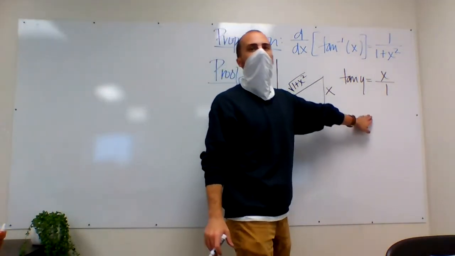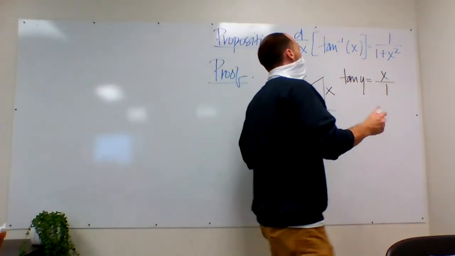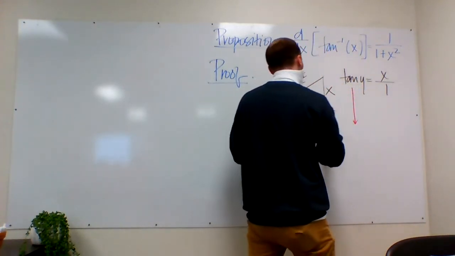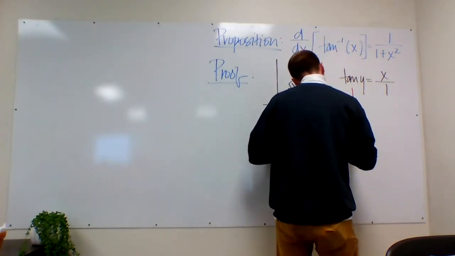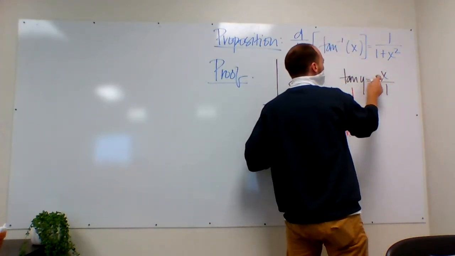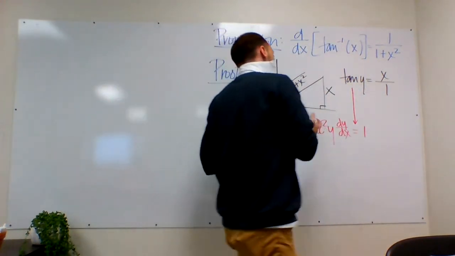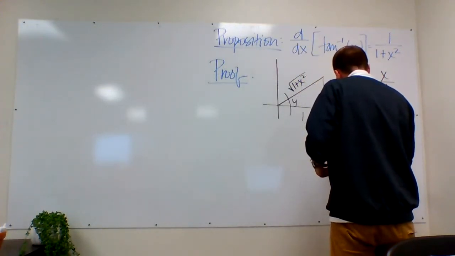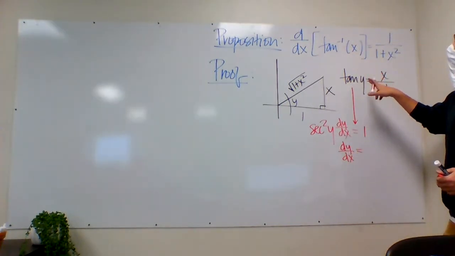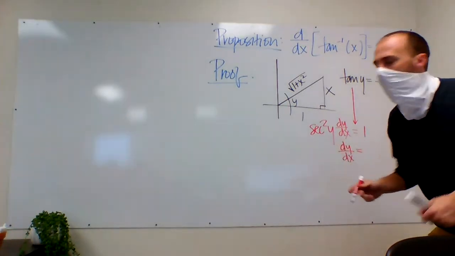And then I'm going to take the derivative implicitly, right? Because if two things are equal, then their derivatives with respect to x will also be equal. So, derivative with respect to x of both sides, secant squared y dy dx is going to be equal to the derivative of x over 1, which is just going to be 1. So I can divide both sides by secant squared y and say dy dx, which is the derivative of y equals arctangent x with respect to x, is going to be 1 over secant squared, or just cosine squared of y.